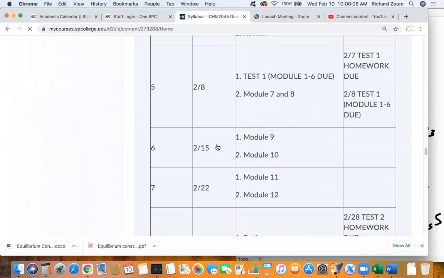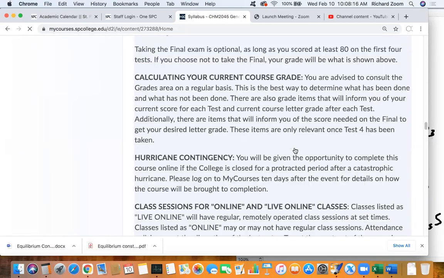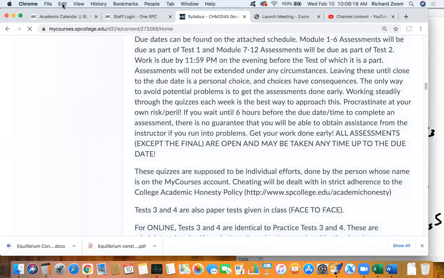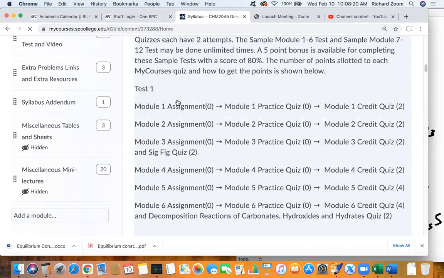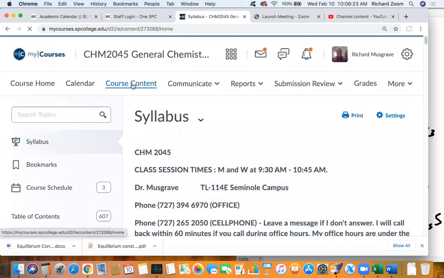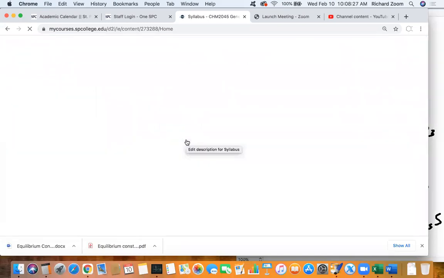All right, where are we? Yeah, so we're in the week of 2.8 here. So we're looking at module 7 and 8 today. All right, module 8 is not incredibly difficult. This is to do with empirical formulas.